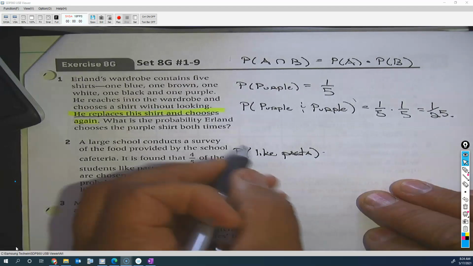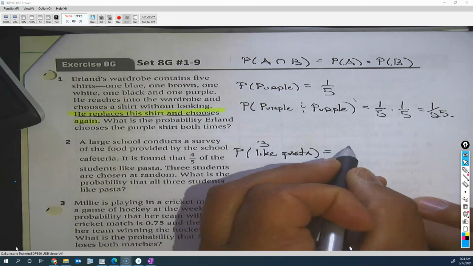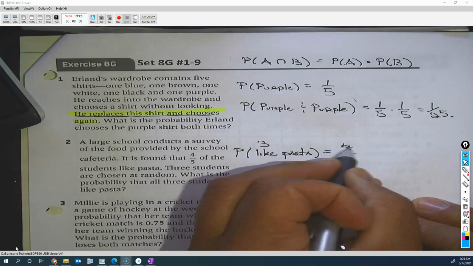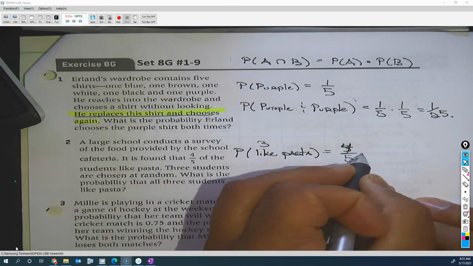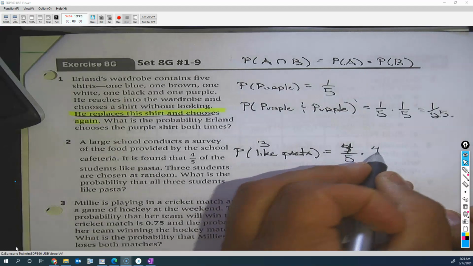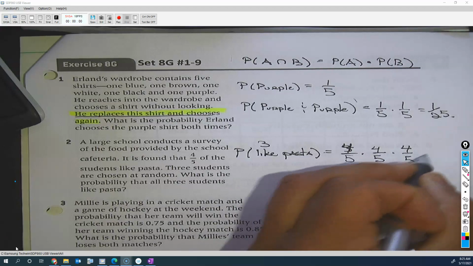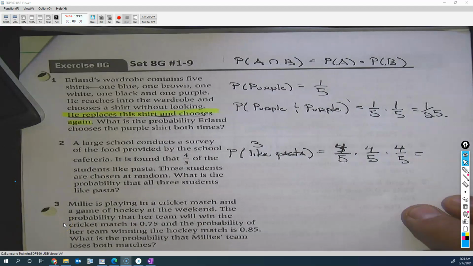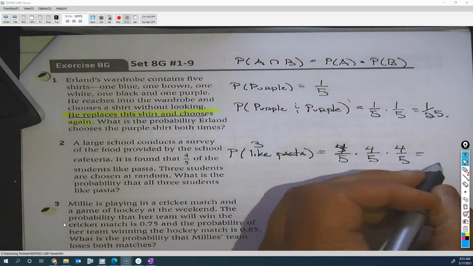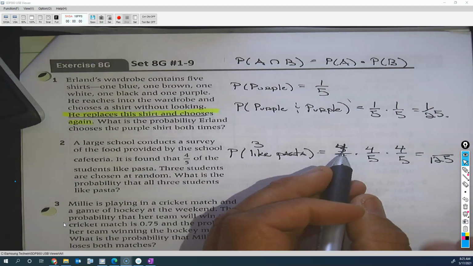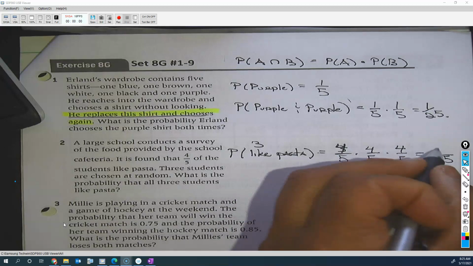Okay, so 3 like pasta. Well, they all are the same. The probability that they all like it: one kid liking it is 4/5, a second kid liking it is 4/5, a third kid liking it is 4/5. Okay, so that's just 125 over 64.